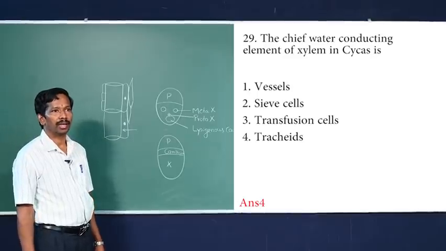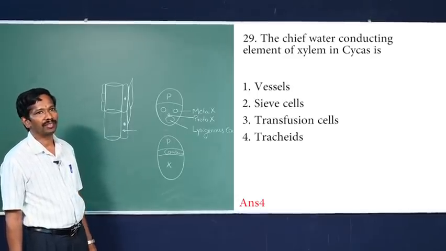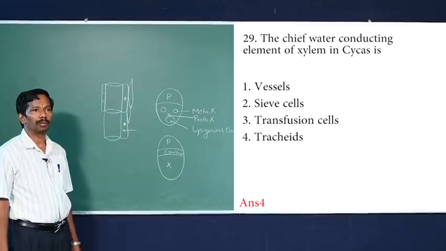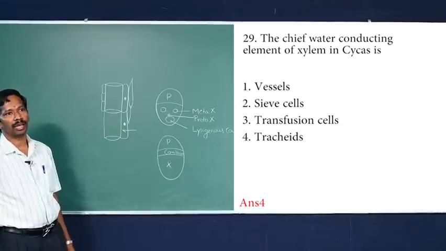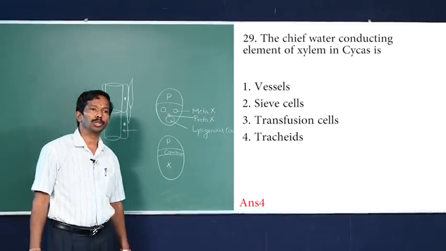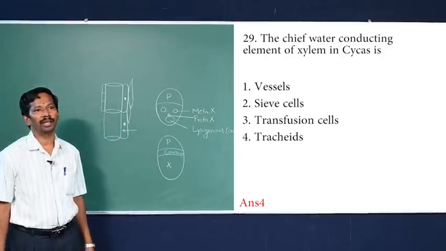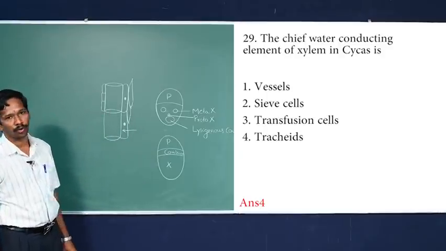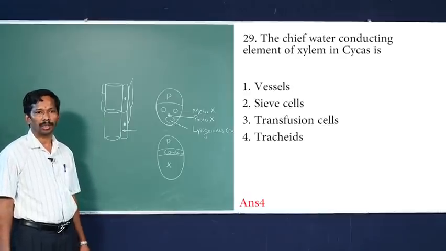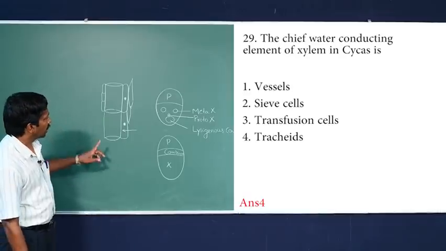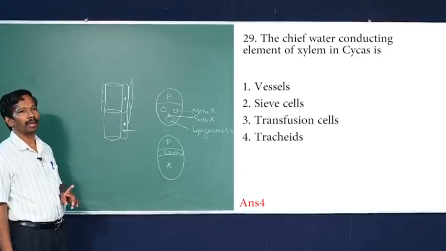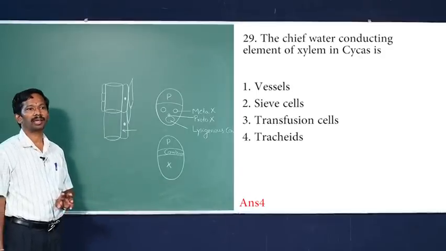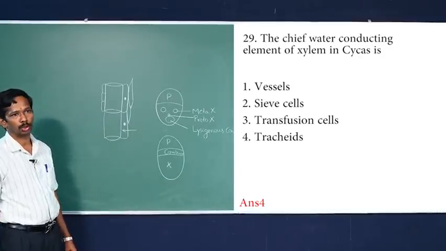29. Chief conducting element of xylem in cycas is option number 1 vessel, option number 2 sieve cell, option number 3 transfusion tissue, and option number 4 is trachea. Answer is trachea, because in gymnosperms along with the pteridophytes, the vascular plants which are primitive in nature, they contain tracheids as a conducting element when compared to vessels, which are characteristically found in angiosperms.